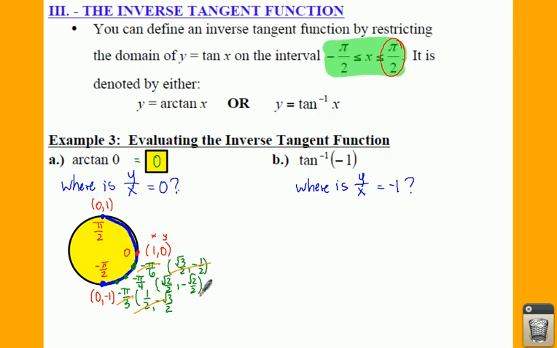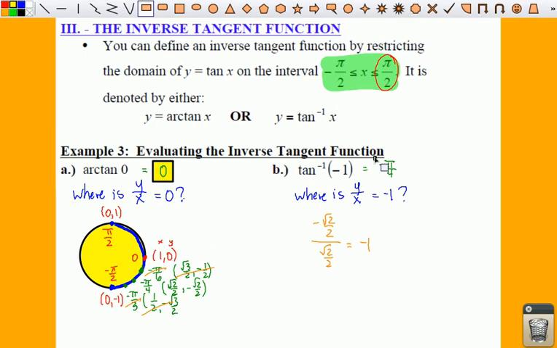So your only option is if you take this y of negative radical 2 over 2 divided by a positive radical 2 over 2, that is going to give you a negative 1. So your answer is actually at negative pi over 4. Ta-da! Man, where's little Mike when you need him?